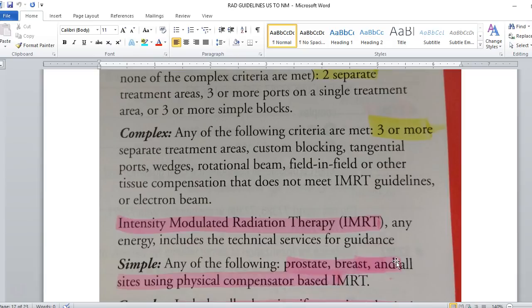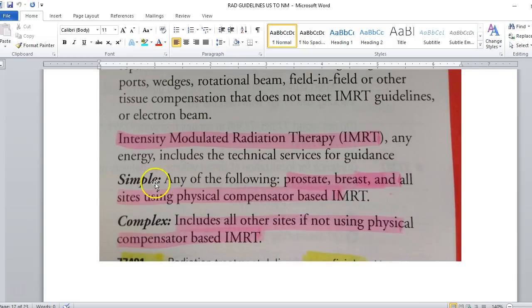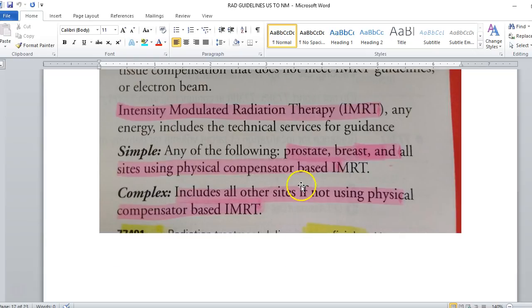And then again, for the IMRT, simple can be used for prostate, breast, and all sites using physical compensators. Complex is all other sites if not using physical compensators. So again, that's another piece of equipment they would have to state whether they are or are not using it. So again, we need to keep all of this in mind. It all has to be in a report so that we know what they're going to do for the beginning part and then what they are doing at this point for the radiation.